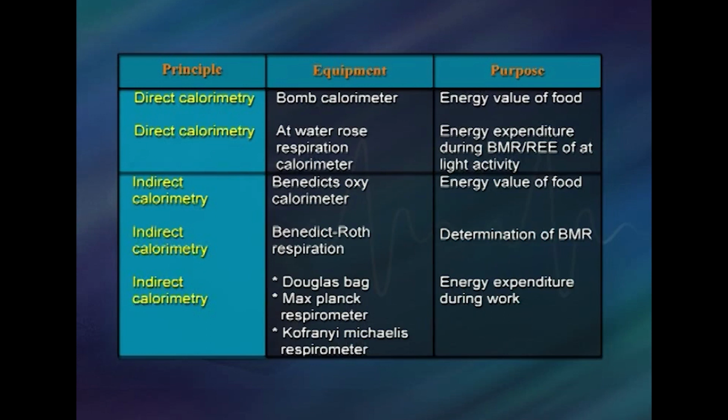Whereas indirect calorimetry is measured by Benedict's oxycalorimeter, where the energy value of food is determined and also the determination of BMR is done. The other equipment for measuring indirect calorimetry is the Benedict Roth respirometer, where a Douglas bag is used, and energy expenditure during work is calculated by the Max Planck respirometer and the Kofranyi-Michaelis respirometer.